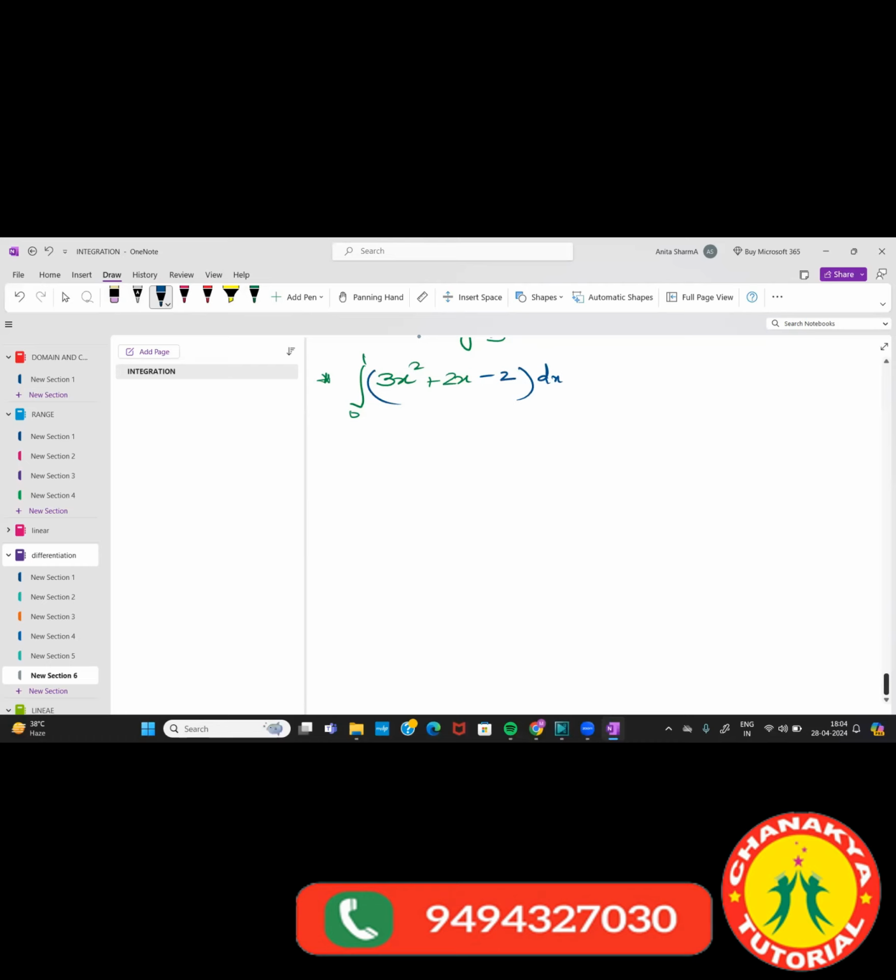Ma'am, could you please write the formula at the right side? Yes, I will write. See, integral from a to b f(x) dx equals F(b) minus F(a), right, beta? And integration of x to the power n is x to the power n plus 1 upon n plus 1. Anything else, beta? Yes, ma'am. It's fine. No need. Okay.